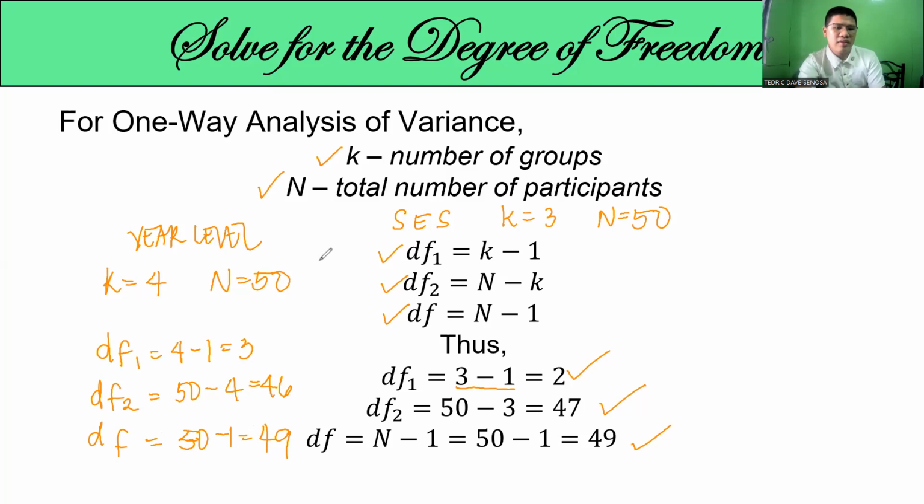So the degrees of freedom for sex and year level are different. Their DF1 and DF2 are different, but their DF is the same, 49. So, I think that is clear. Actually, you don't need to solve this by hand, because your SPSS will automatically give you the answer later.